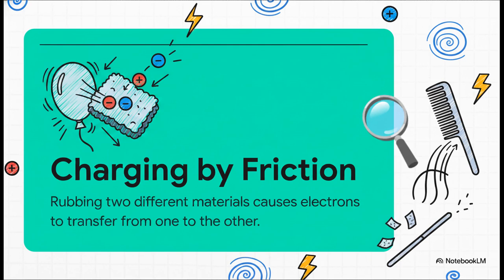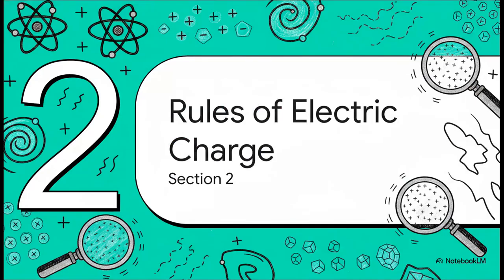It's exactly what it sounds like. It is simply the process where rubbing two different materials together forces electrons to transfer from one to the other. You know, it seems like such a basic thing, right? Just rubbing stuff together. But this is actually the absolute bedrock for understanding how objects become electrically charged in our daily lives. Okay, moving right along to Section 2, Rules of Electric Charge.